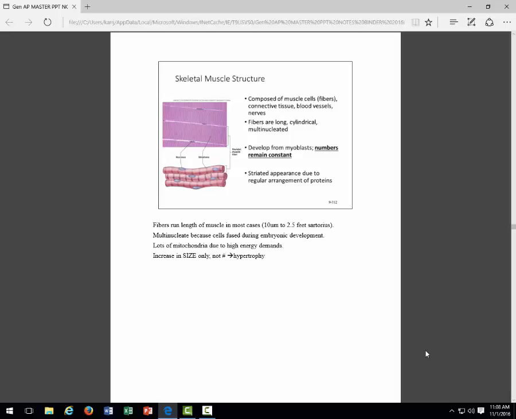So the tiny contracting units inside of a muscle cell are called myofibrils. We'll talk about that. Those can increase the size of the muscle as we develop more of those, but we don't develop more muscle cells. The numbers remain constant.